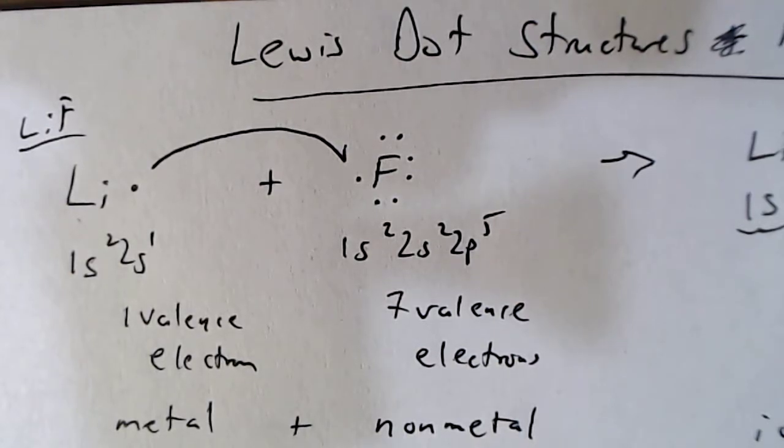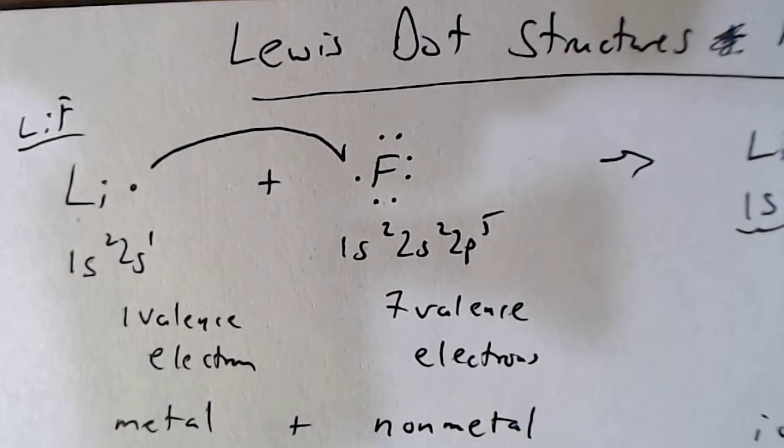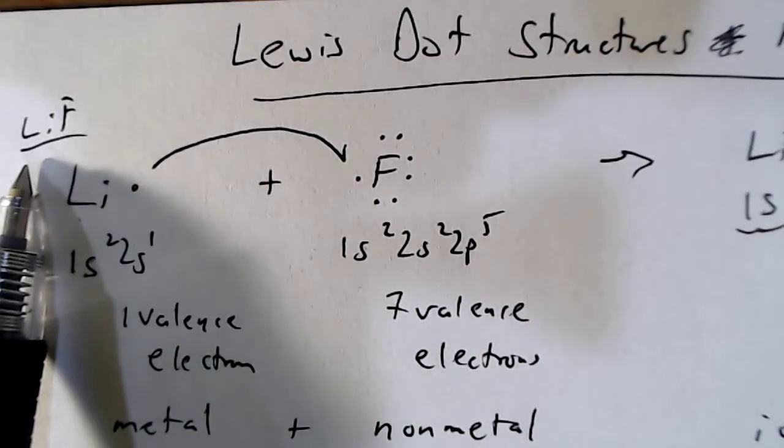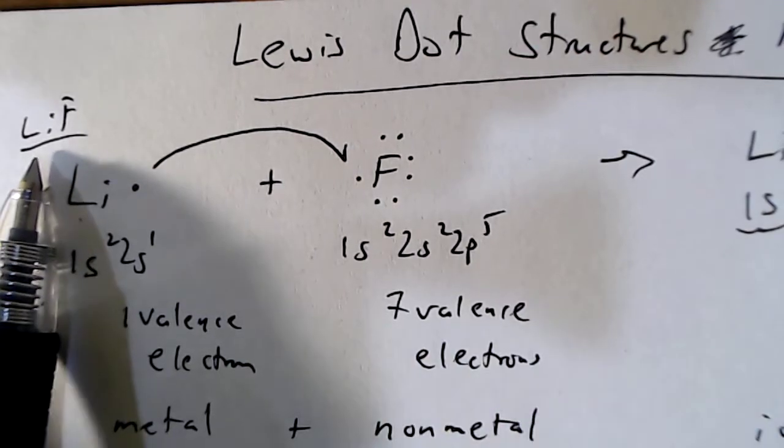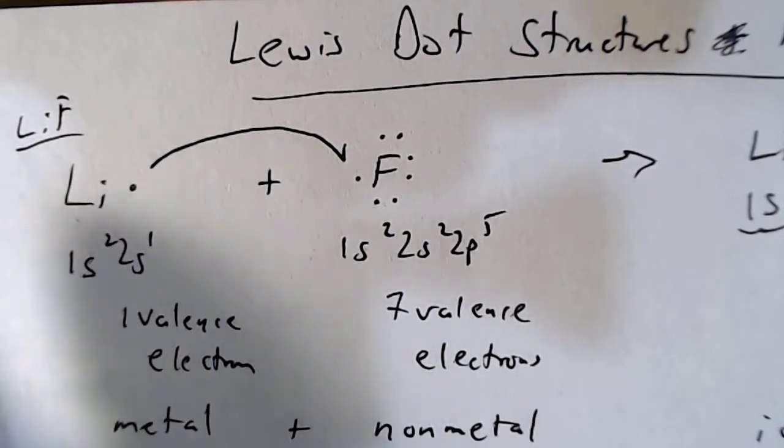Today we'll learn about ionic bonding and the ionic compounds that result from it, covalent bonding and the molecules that result from that, and then the Lewis dot structures of those molecules. So, lithium fluoride: what does that look like, and where are the electrons around lithium and fluoride?